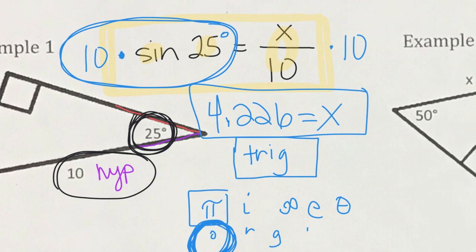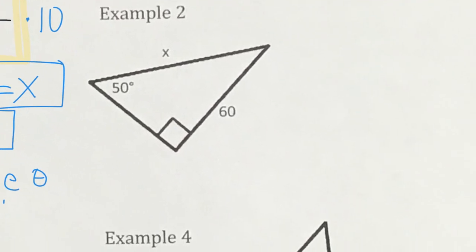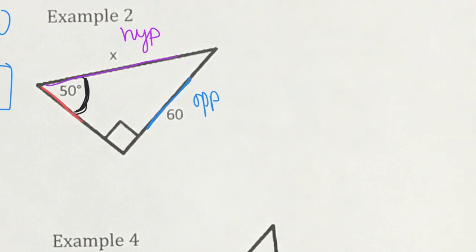Okay, example 2. Now we have our reference angle here. There's your reference angle. So what side is x? X is your hypotenuse. And what side is 60? The opposite side. Remember, the adjacent side touches your angle. So we do not know anything, nor do we care about your adjacent side. So we're only talking about your hypotenuse and your opposite side. So which trig ratio relates your opposite and your hypotenuse?